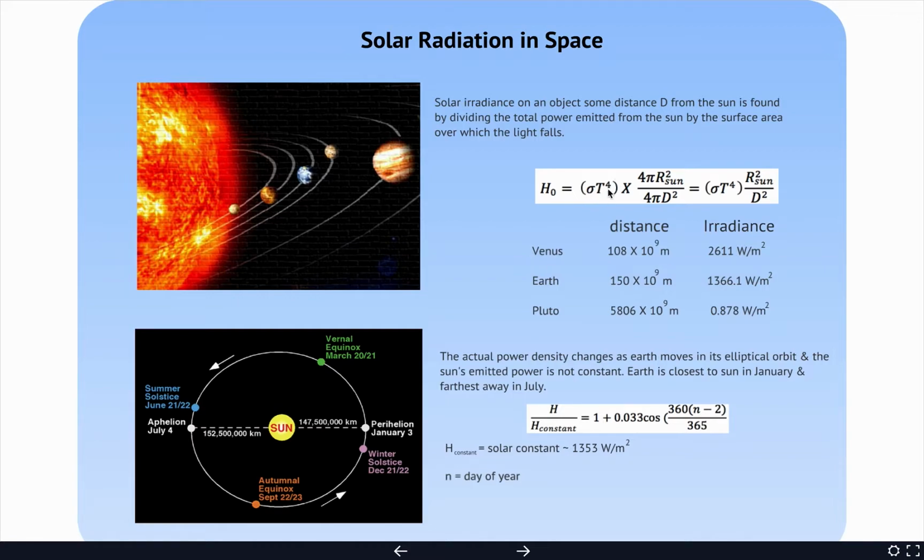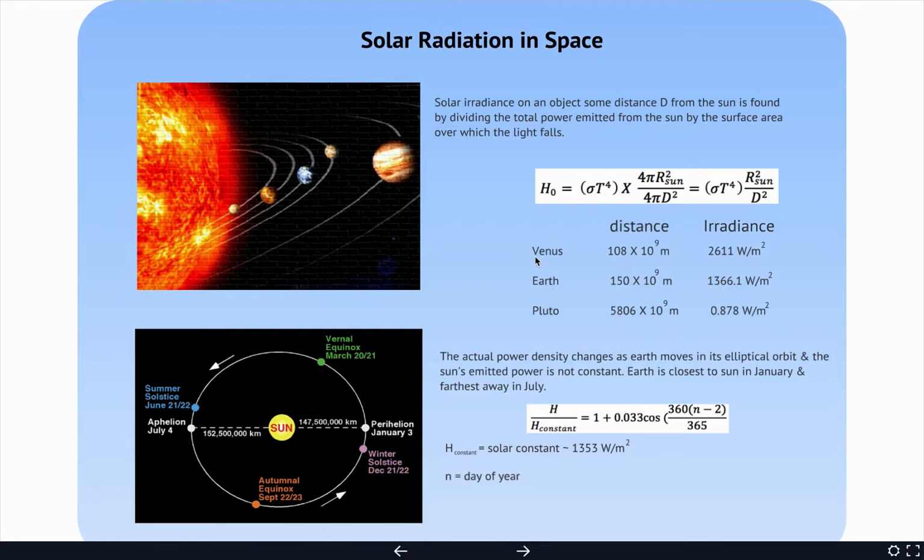This is from Stefan Boltzmann law, sigma T raised to 4, multiplied by the area of the sun, 4 pi r squared, surface area of the sun. That gives the total watts emitted by the sun. And you divide that by the surface area of the sphere over which this energy is distributed. So if you are the Earth, you use d as the orbital distance of the Earth from the sun. Okay, so you get a very simple expression here. It's sigma T raised to 4 times r squared, the radius of the sun, divided by d squared. D is the distance between the sun and the planet we're considering.